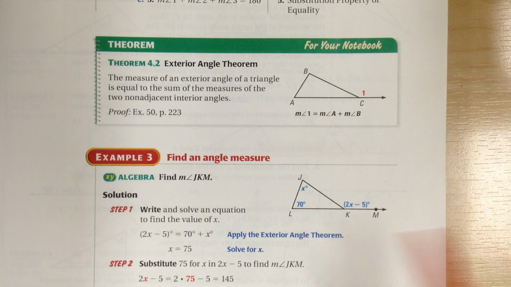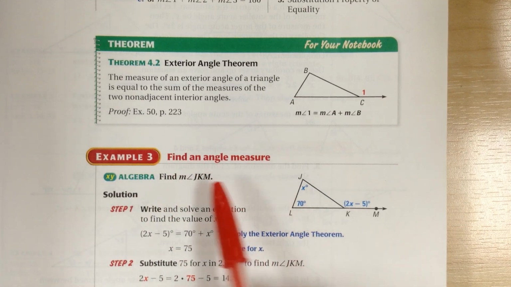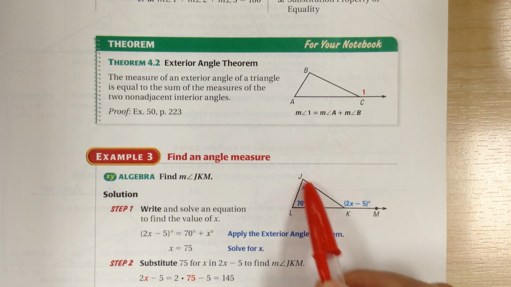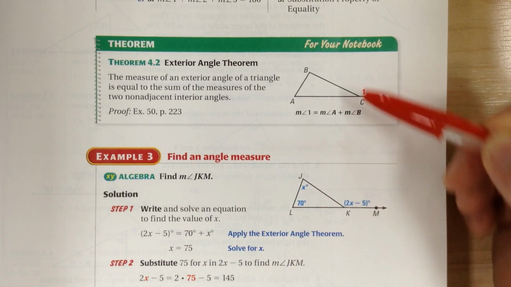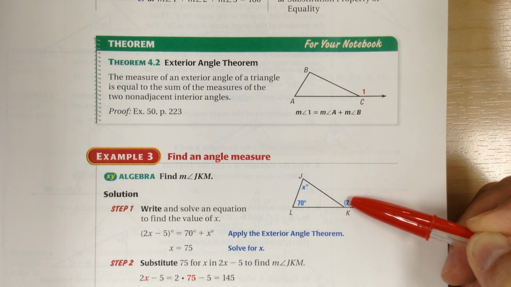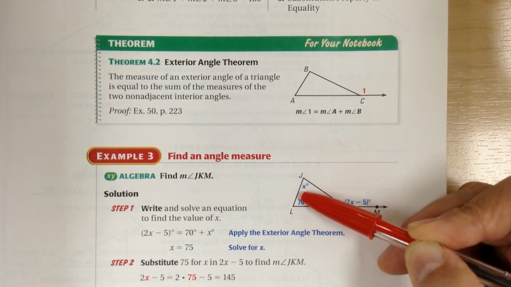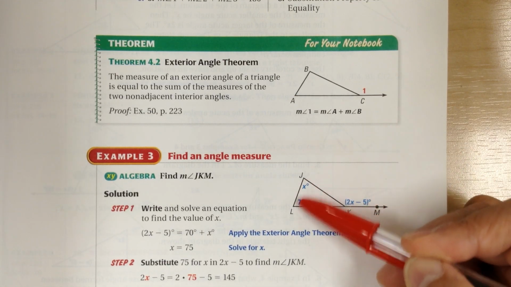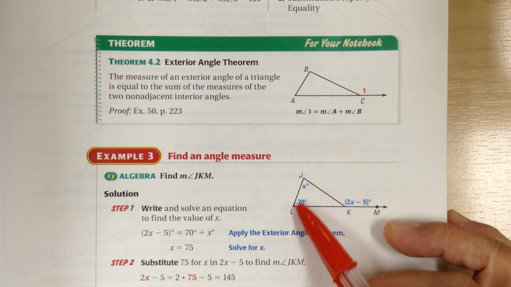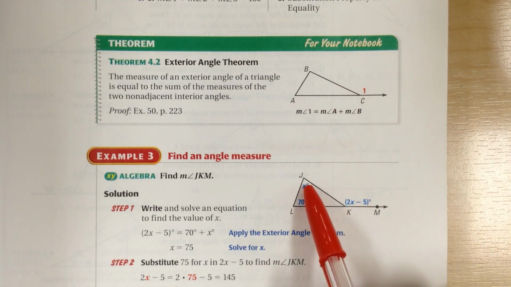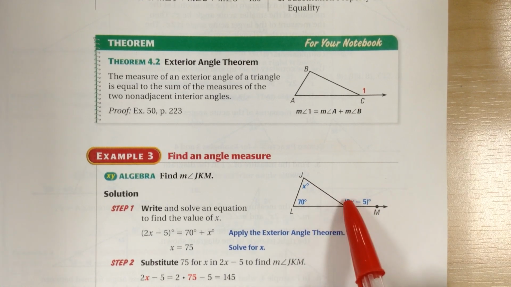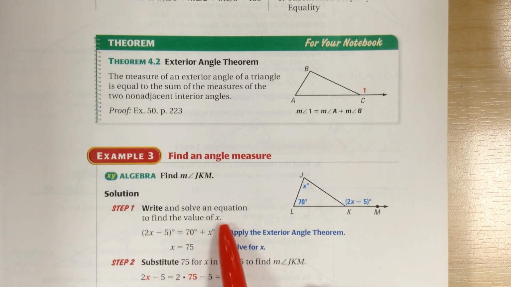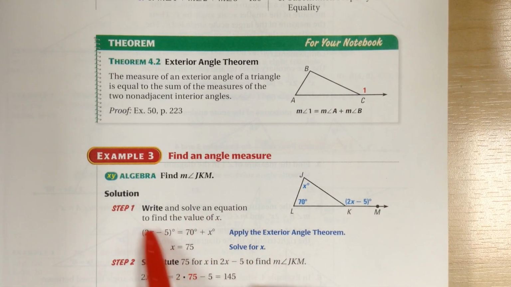Okay, so from here, Example 3, find the angle measure. You want to find the measure of angle JKM, you're looking for this angle. From this theorem, we know that the exterior angle equals the sum of the two remote angles. The reason for that is because the three angles equal 180 and this equals 180, therefore you just substitute. So these two will equal that. Anyway, write and solve an equation to find the value of x.